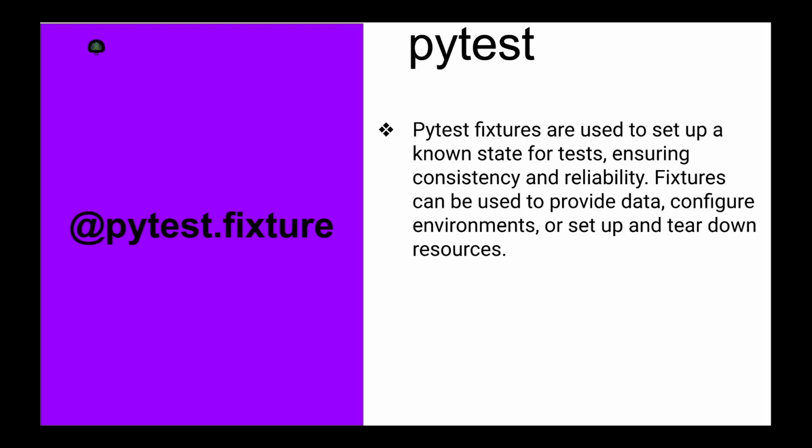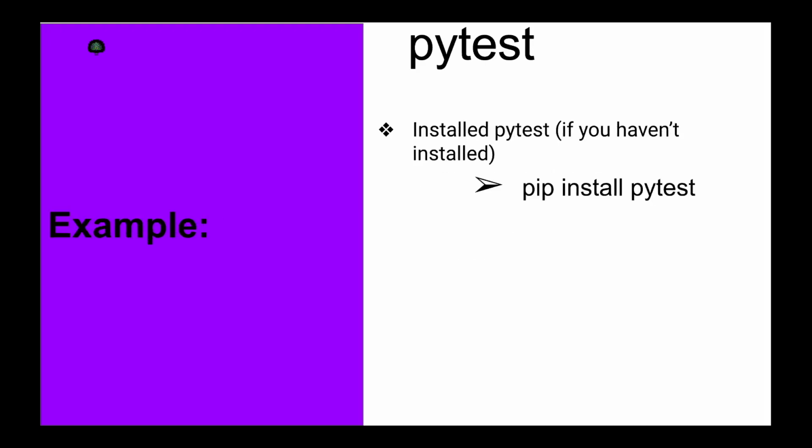So how do you use it in your test case? Basically you have an annotation, pytest.fixture, and you have to use it wherever you define that method. Let's see the example. Before you use it, you need to install Pytest. If you have not installed it, you need the Pytest library installed. Once the library is installed, create a Python file and then start your testing.